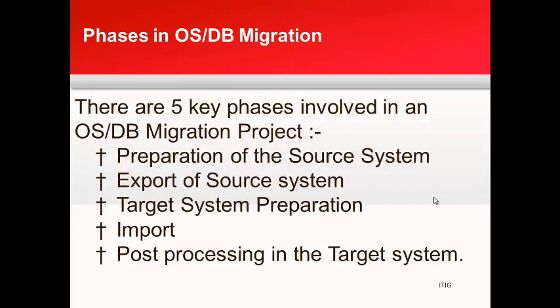Different phases in the OSDB migration. There are 5 key phases involved in the OSDB migration project. The project is started with the preparation phase of the source system. Once the preparation is complete, the data is exported out of the source system. Data is transferred from the source system to the target system, and we do the preparation steps in the target system. Once the target system is prepared, we start with the import into the target system using R3load processes, and finally we do the post processing in the target system so that it gets customized to the new OS.